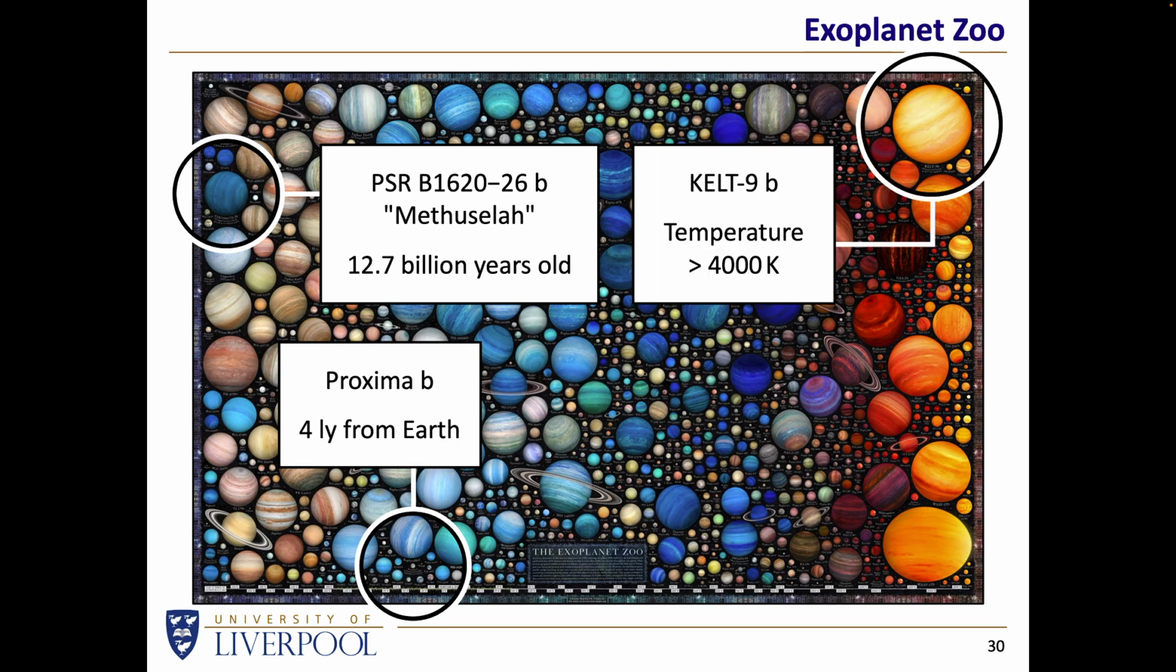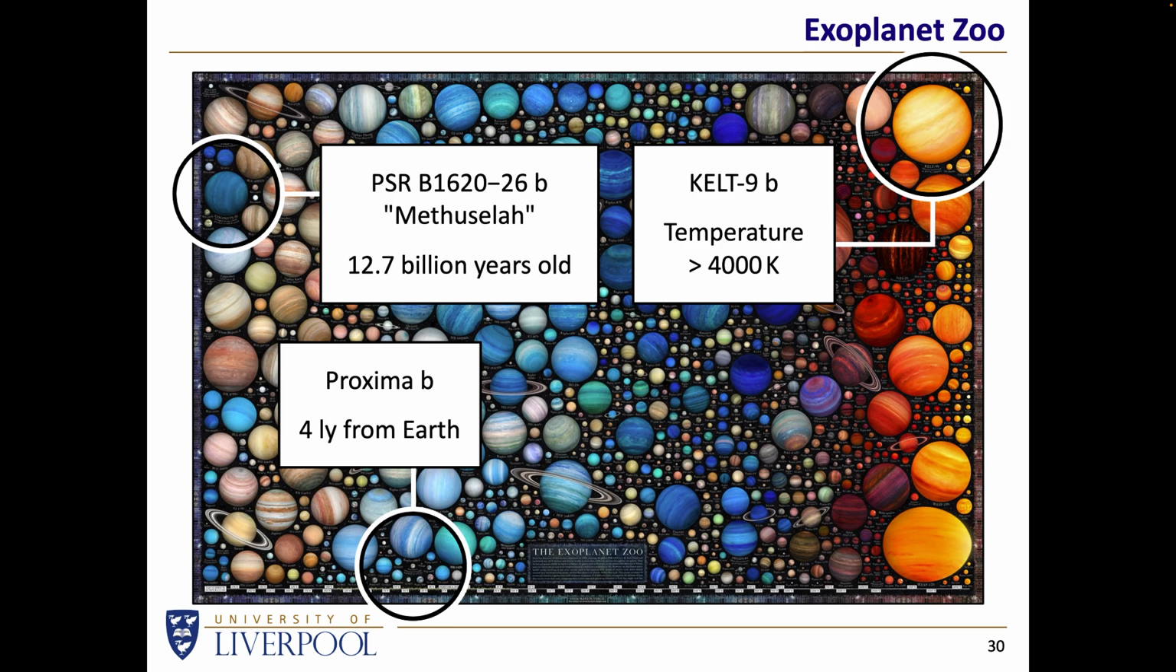In the top right, we have one with a ridiculous surface temperature of 4,000 Kelvin. In other words, it's a planet very close to its host star. I can't remember if it's a particularly hot star or whether it's just literally very close, but the surface temperature might be thousands of Kelvin. And it's difficult to think of anything that could possibly exist in those sorts of conditions.